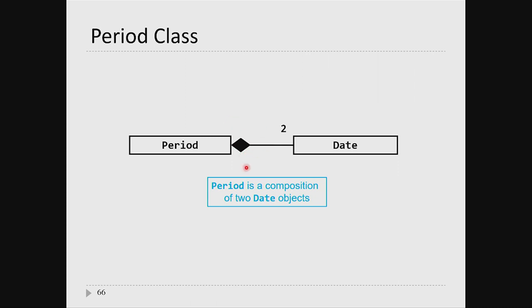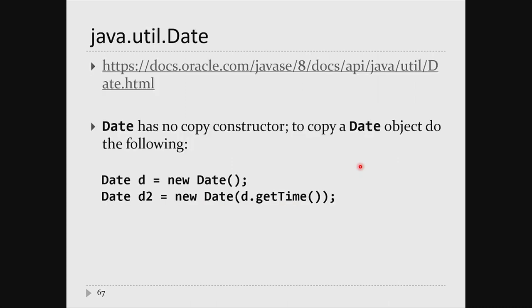I'm going to use composition here. So I'm going to make Period a composition of two Date objects, right? One represents the start time, one represents the end time. There's the link to the documentation for the Date class, right?